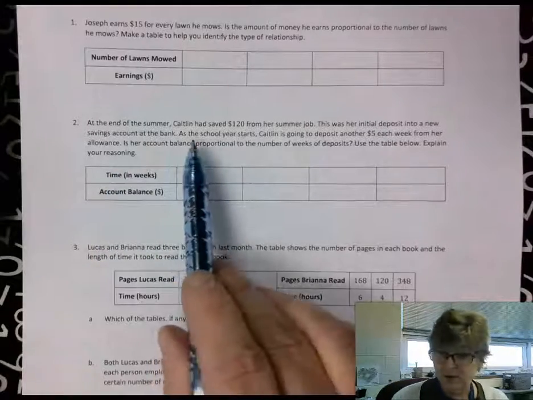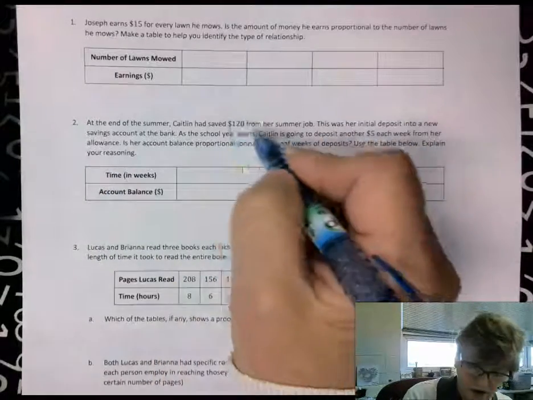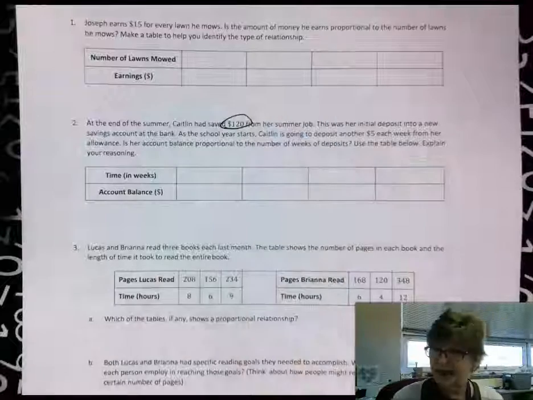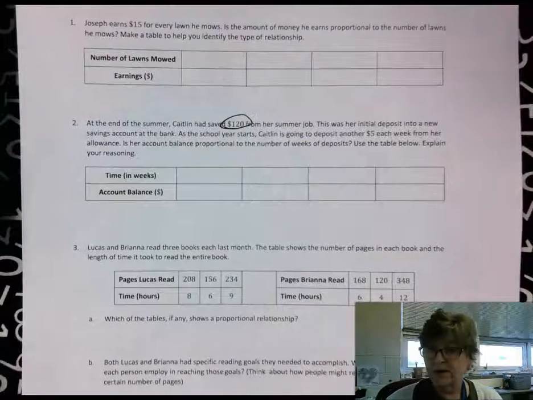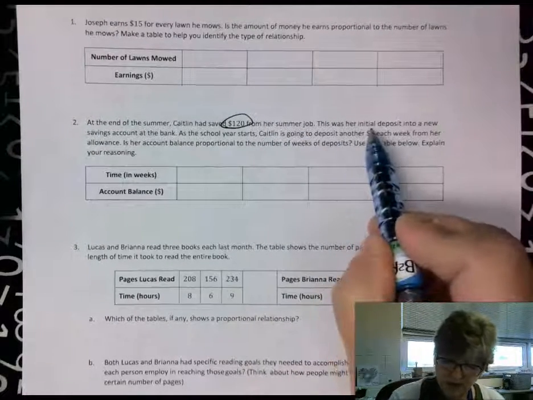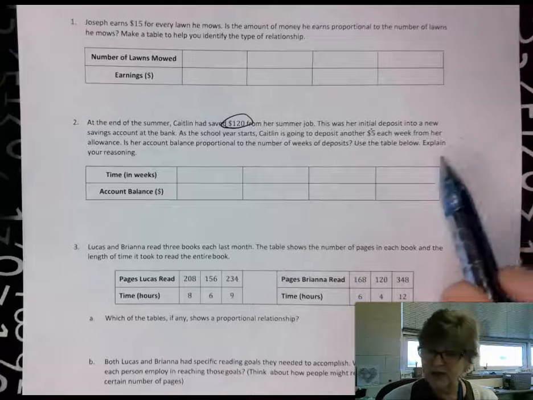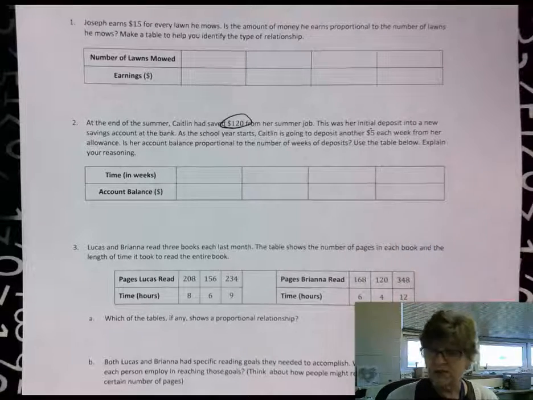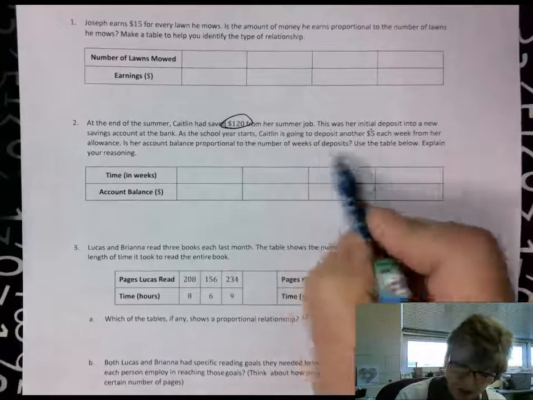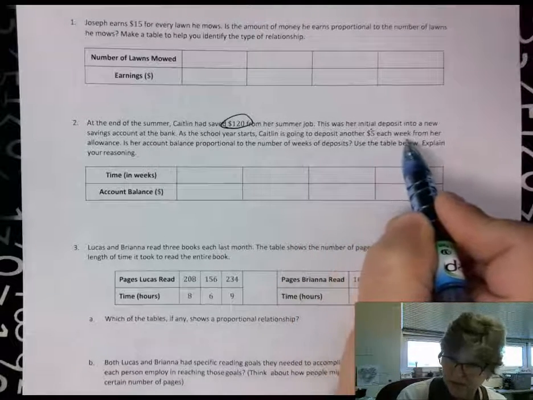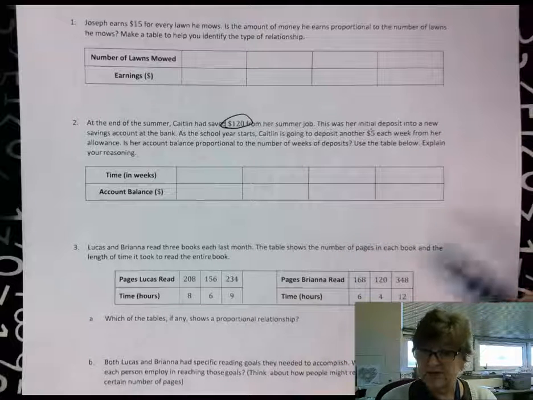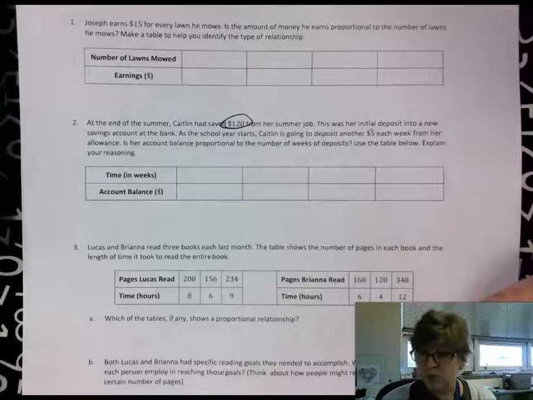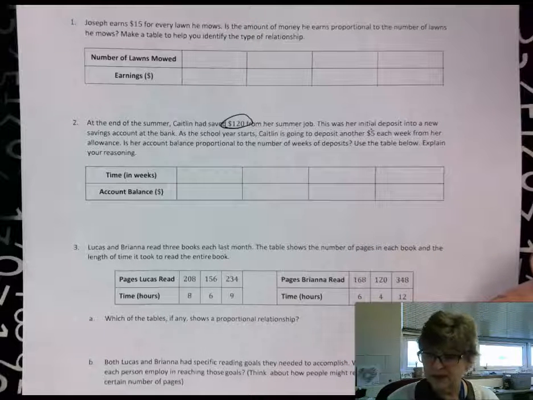At the end of the summer, Caitlin had saved $120. So she has that already. That was her initial deposit into a new savings account. As the school year starts, she's going to deposit $5 each week from her allowance. Is her account balance proportional to the number of weeks of deposits?